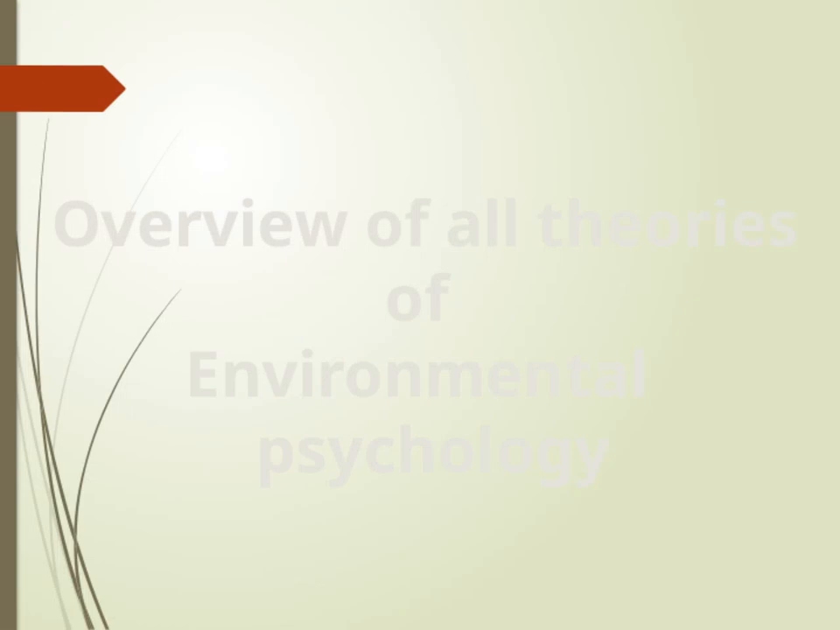Let's take a moment to overview all the key theories of environmental psychology we've discussed. These theories help us understand how our surroundings influence our behavior, emotions, and overall well-being. Each theory offers a unique perspective, whether it's about how people perceive spaces, how they interact with nature, or how built environments can promote health. By connecting these ideas, we can see a broader picture of how environment and psychology are deeply intertwined. This overview really emphasizes the importance of designing spaces that support positive human experiences and mental health, which ties back to our overall theme of creating healthier, more supportive environments for everyone.